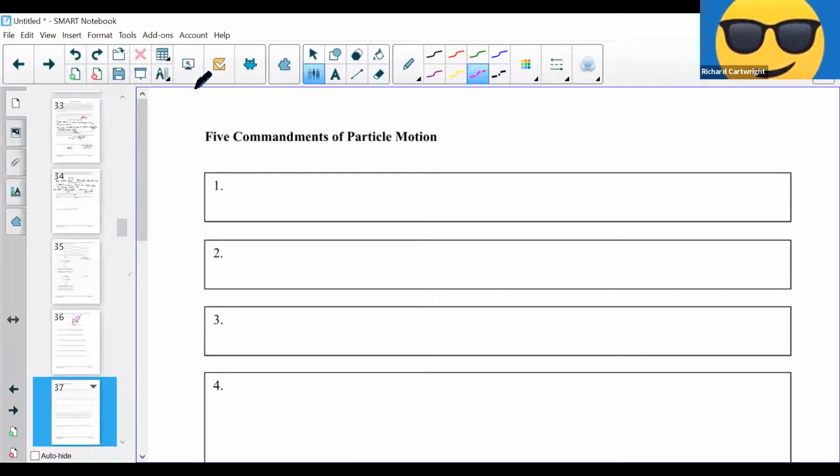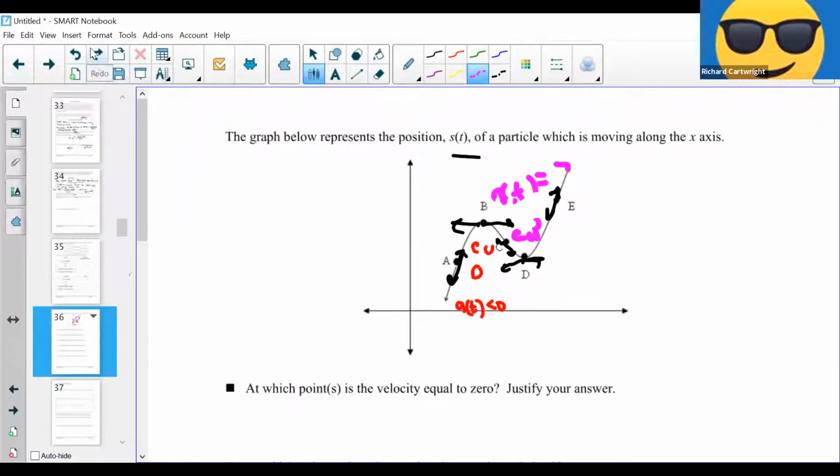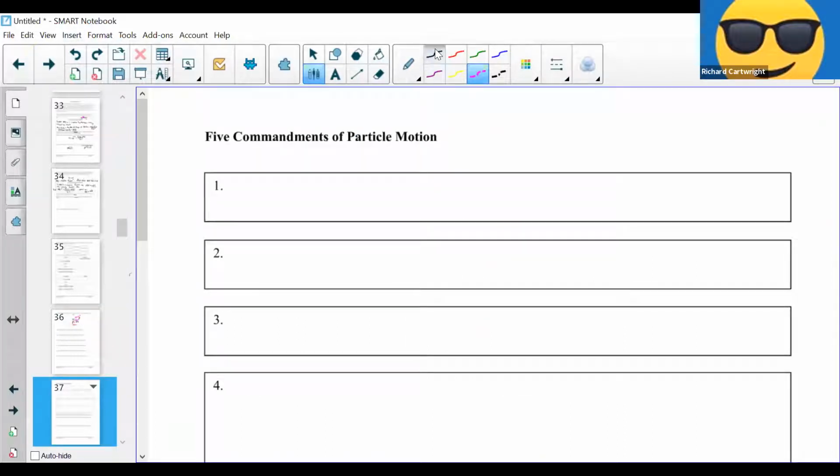Let's see what I write. V of t, I don't like that color. It's too dark. There it goes. Oh, it took me to the next slide. Drop down again. Go back to my black. Black is faithful.